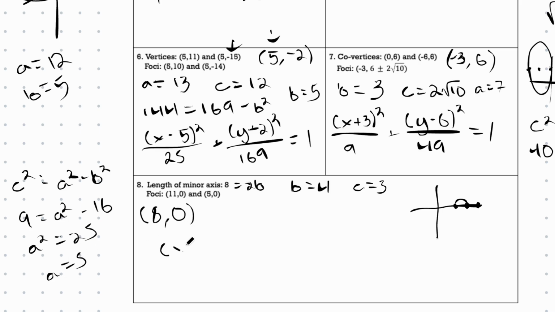Now we do x minus 8 squared over, I talked before about why a squared is going to be under our x term. So over a squared, which is 25, plus y minus 0. So actually I'm just going to say y squared over b squared, which is just 16. That's going to be equal to 1.